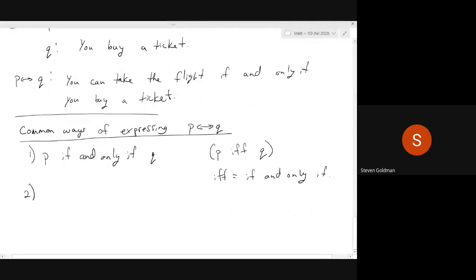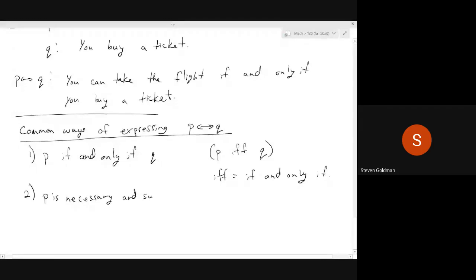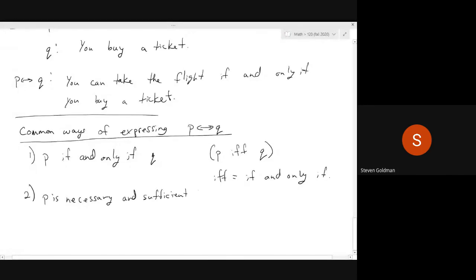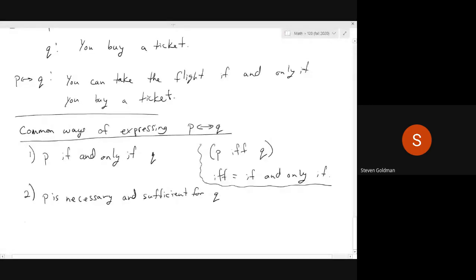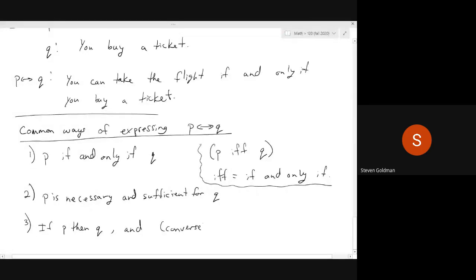Number two, another way of saying a biconditional statement, or of saying P if and only if Q, is to say P is necessary and sufficient for Q. And the third way is to say if P then Q, and conversely, if Q then P.